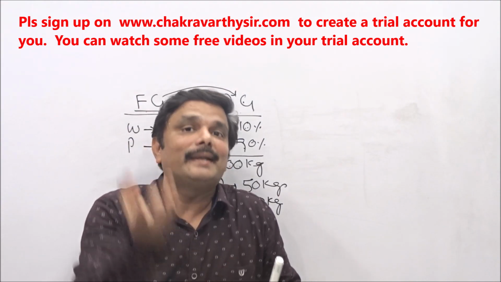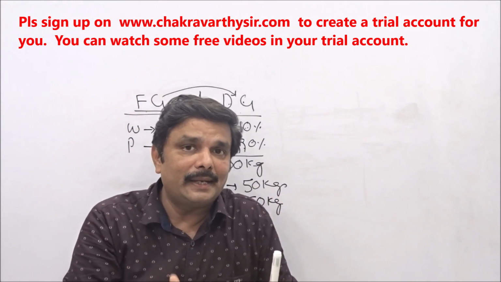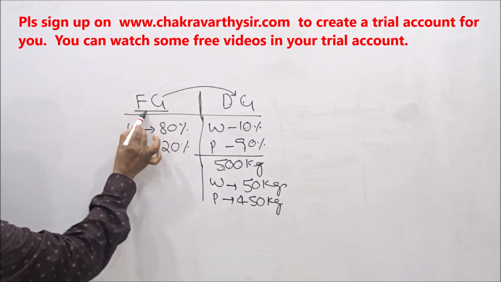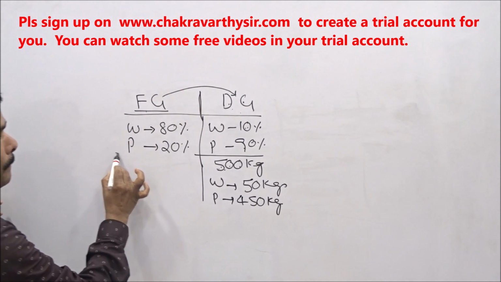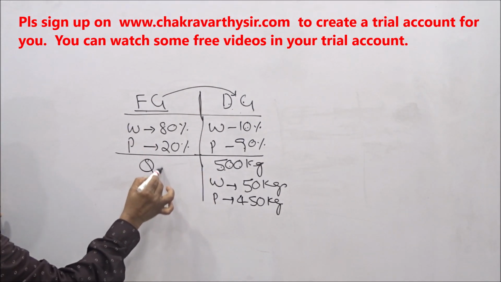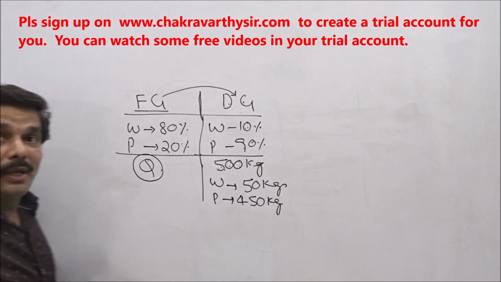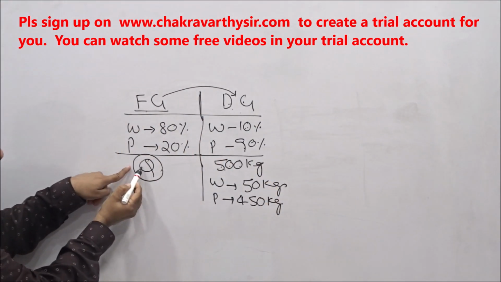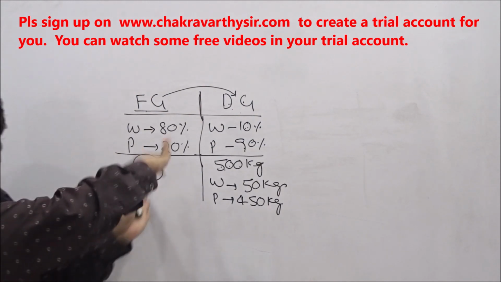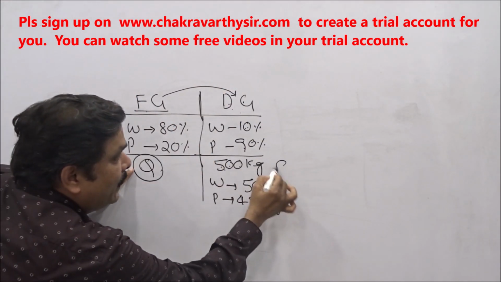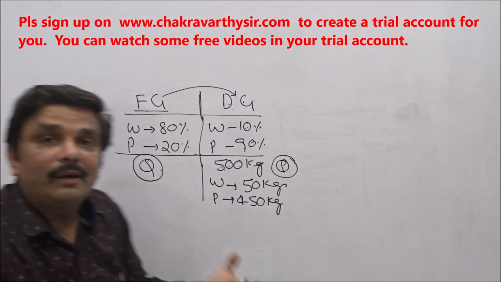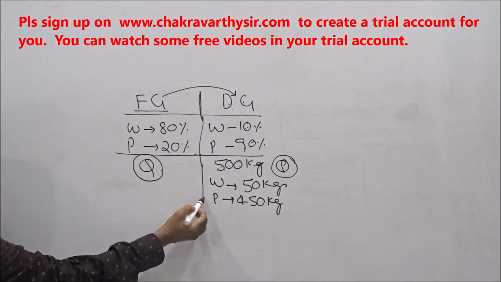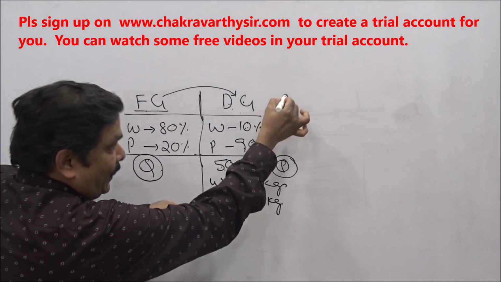Water content is getting evaporated. Pulp content is the same. That means in fresh grapes and dry grapes, pulp quantity is the same, remember. I am not talking about the percentage. Pulp quantity is the same. Suppose here 100 kgs of pulp is there. After getting dried, the quantity of pulp is the same. Only water will be evaporated. Yes or no?